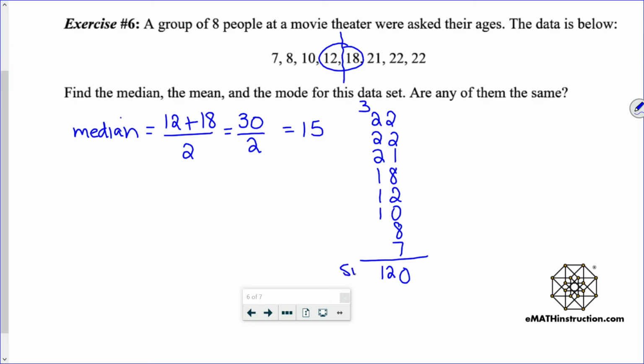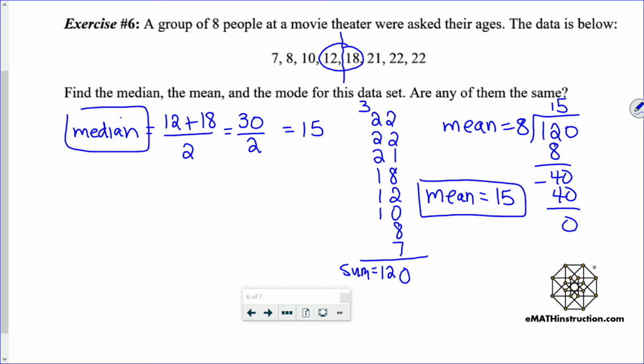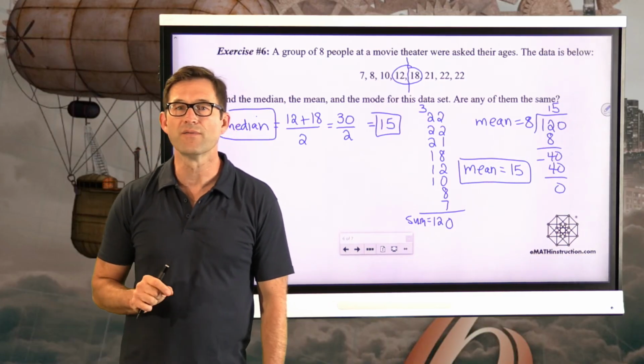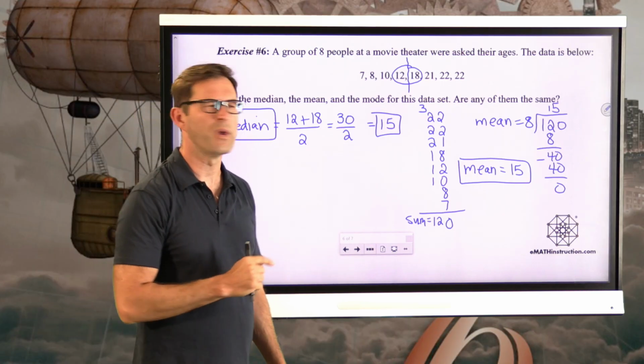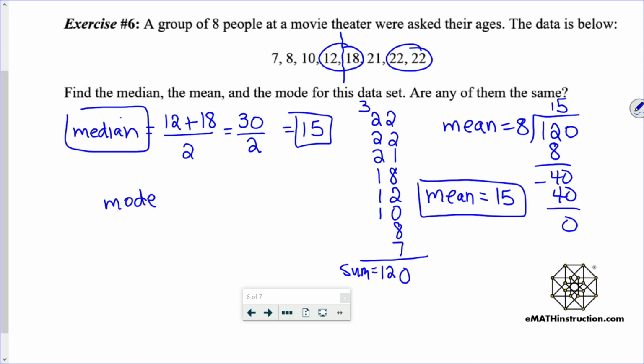Let me write that down. Our sum equals 120. So our mean will be 120 divided by 8. 8 goes into 12 once, subtract, bring down the 0, 15, right? So our mean now is 15. We should make sure we label. Oh, there are two that are the same, right? So right now we know the mean is 15, we know the median is 15, and we do have a mode, just barely, but we do, right? The one that showed up the most often was 2, and that was our mode.